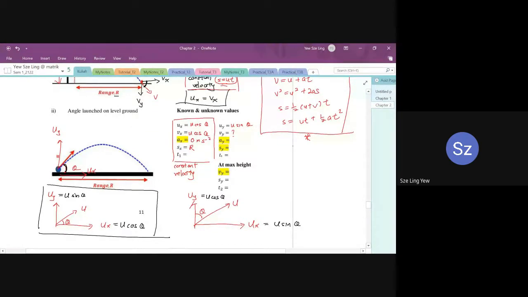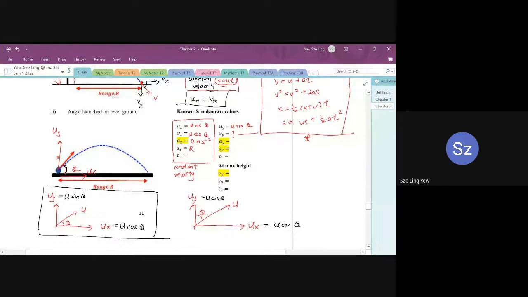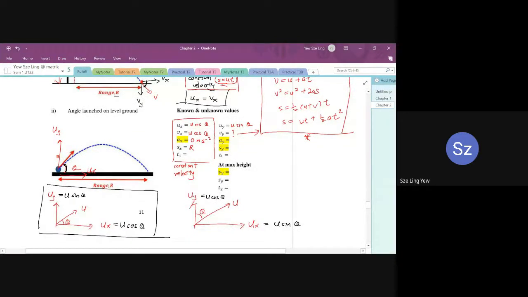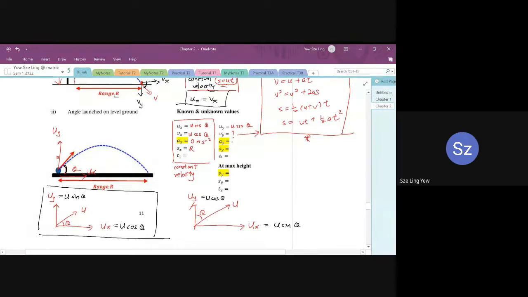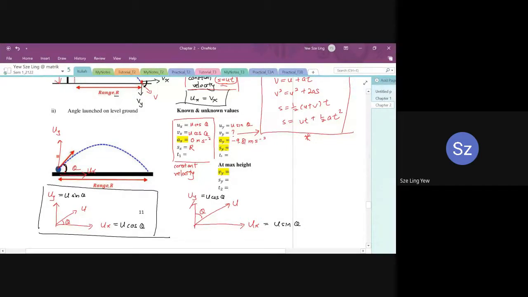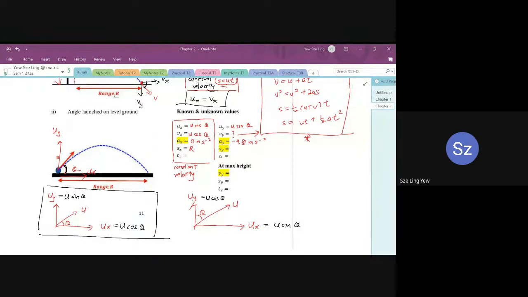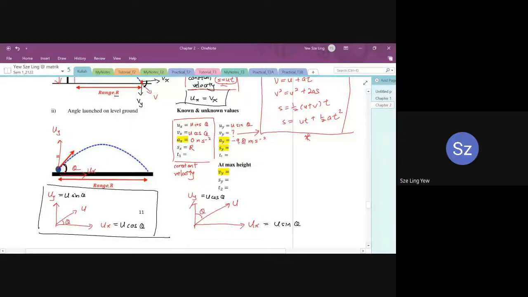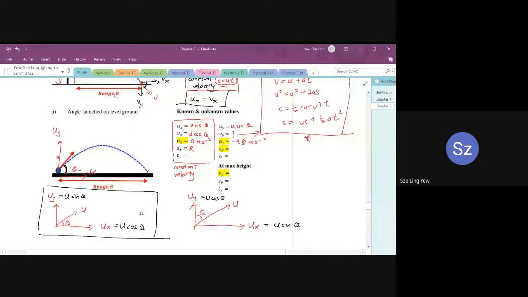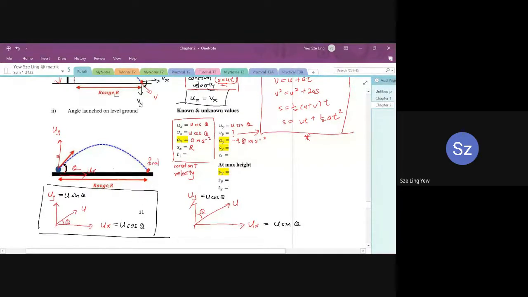Vy is an unknown, where you have to calculate by using these 4 equations. And then ay, again, the moment you throw something up, it undergoes free fall. So you have a negative 9.81 m/s². How about sy now? This sy depends on the positions that you are looking at. For example, now I take sy as here. I take this as my final position. So if my final position is here, then sy is 0.